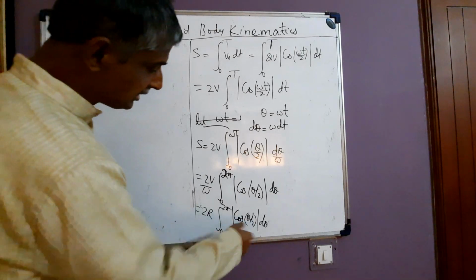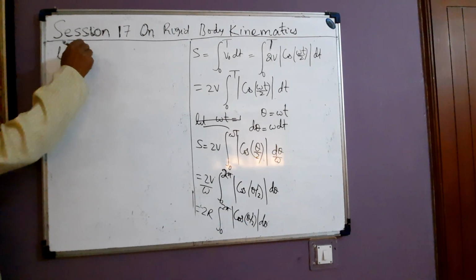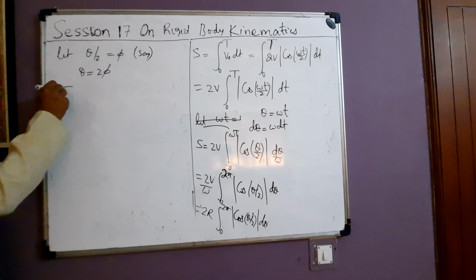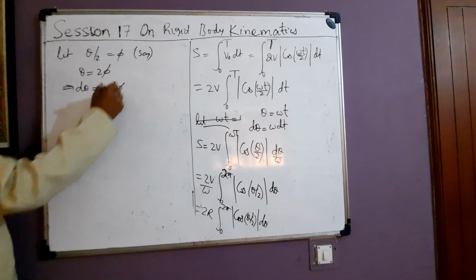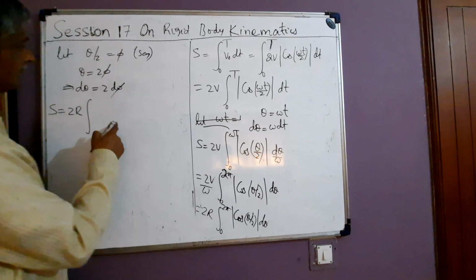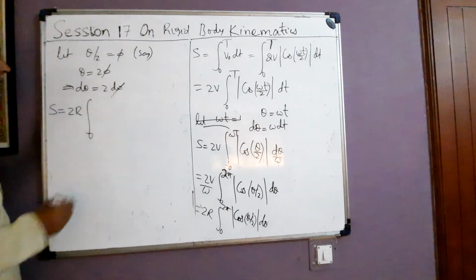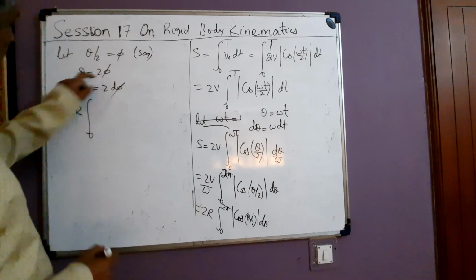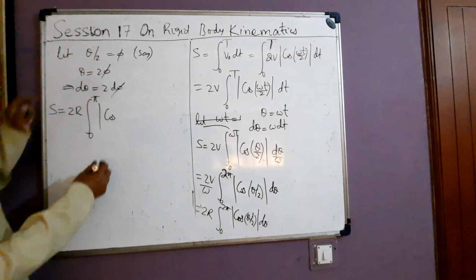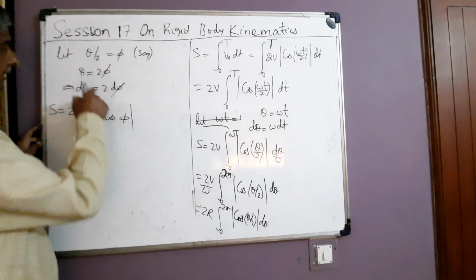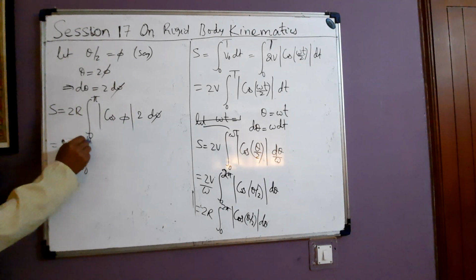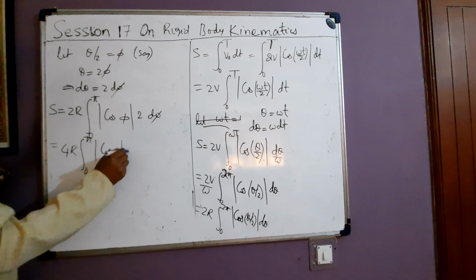Now what I do again, replace theta by 2 with phi, say. Let theta by 2 equal to phi. So theta is equal to 2 phi, d theta is equal to 2 d phi. Now replace here. S becomes 2r, 0 to... When the lower limit of theta is 0, lower limit of phi will also be 0. Upper limit of theta is 2 pi, upper limit of phi is 2 pi by 2, pi. Mod cos theta by 2 becomes mod cos phi, and d theta becomes 2 d phi. 2 comes outside, so 4r, 0 to pi, mod cos phi into d phi.